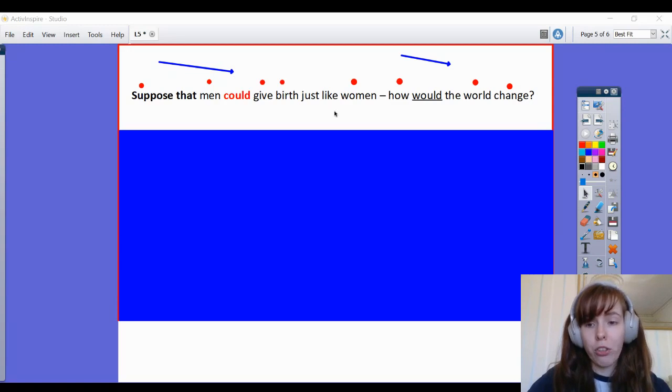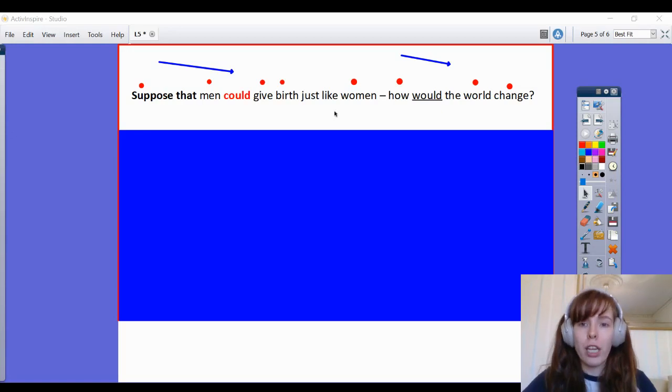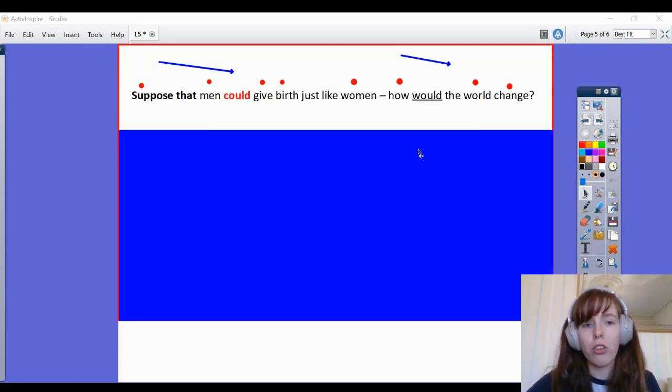How would the world change? So even though would is one of the things we change about the sentence, one of the things we do with hypothetical situations, it's not stressed because it doesn't really help meaning. It's important that we understand how and why it's being used, but we don't stress it when we speak. How would the world change?